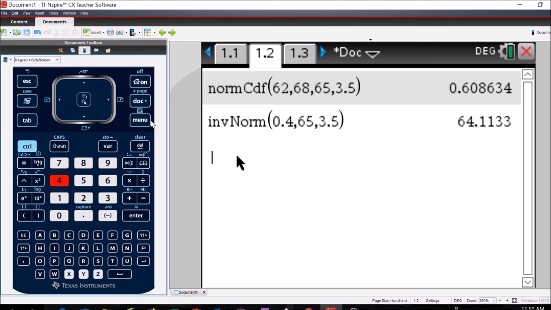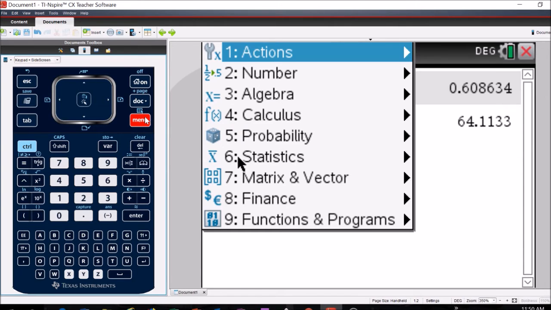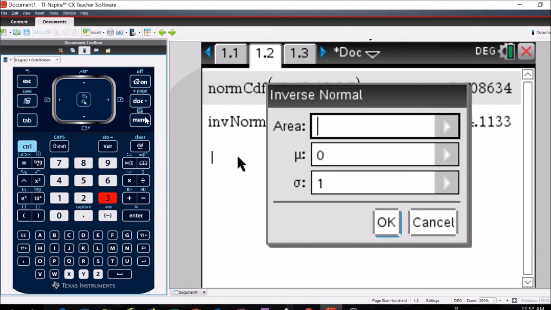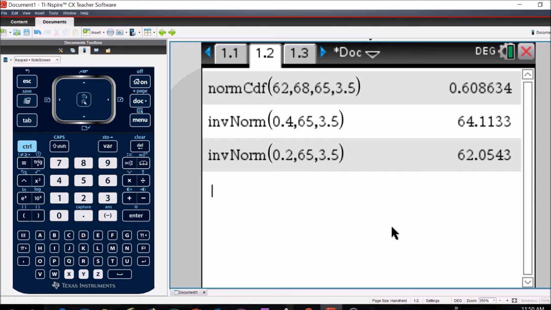Let's also calculate part E. 20% of women are shorter than what height? In that image, and you can look at your notes to see this, we had 0.2 on the left of the distribution. So it's going to be menu 553, and we're going to type 0.2 this time. So 0.2, 65, 3.5. Let's see what we got. All right, 62. So I'm going to round these to the nearest whole at 64 and 62.